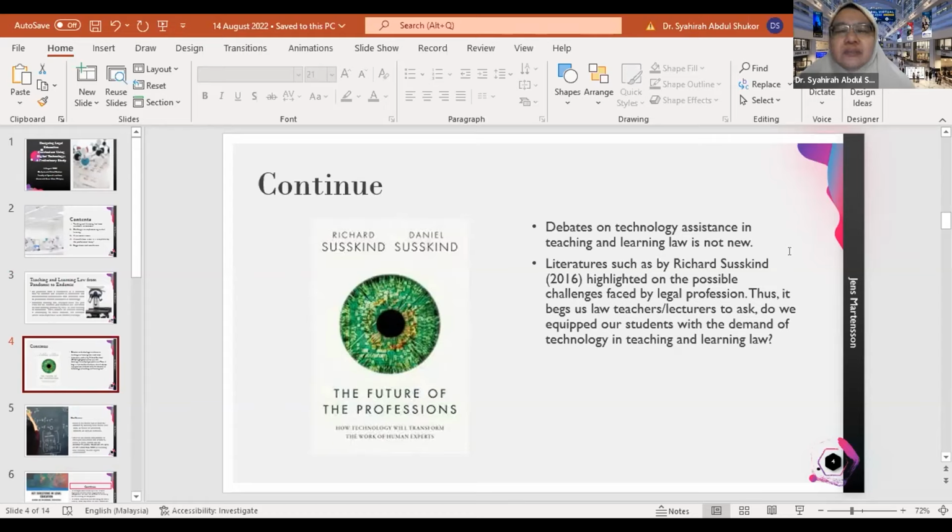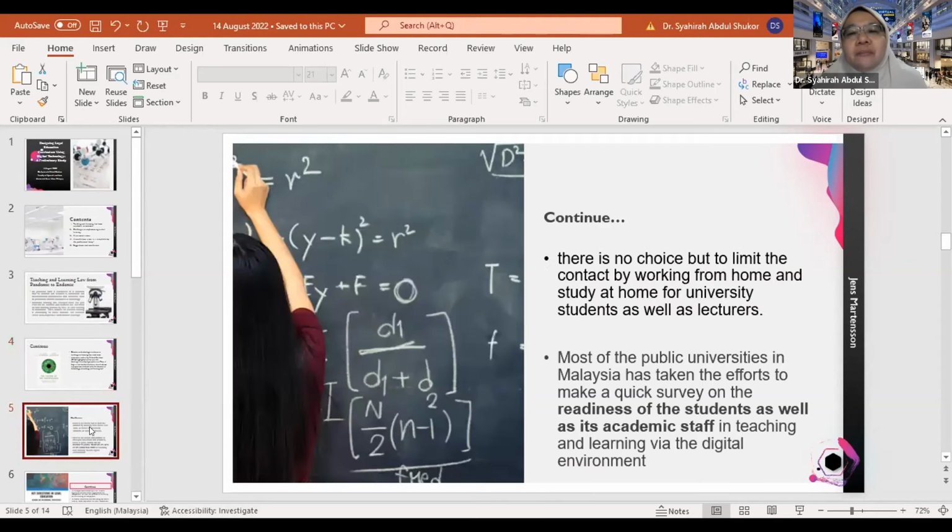And as voiced by the previous speakers about the possible outcomes needed by the profession itself, it also begs us law teachers or lecturers to ask, do we equip our students with the demand of technology in teaching and learning law in the institution? But during this pandemic, as we move to endemic, there is no choice but to limit contact by working from home and studying at home, for university students as well as lecturers.